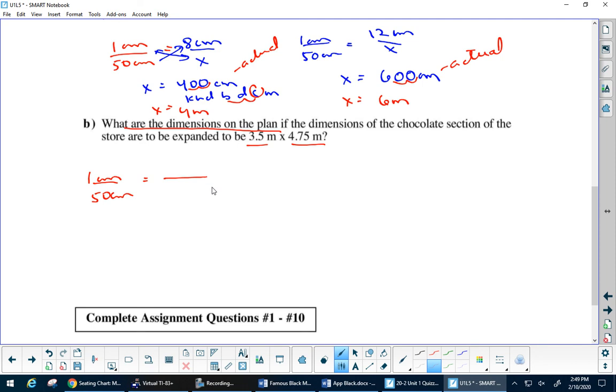There's a problem, though. We can't put 3.5 meters here, because look, units have to be the same. Okay? So we have to move the decimal to the right. So that would be 350 centimeters, and that would be my x up there. And the same thing, 1 centimeter equals 50 centimeters, x over 475.